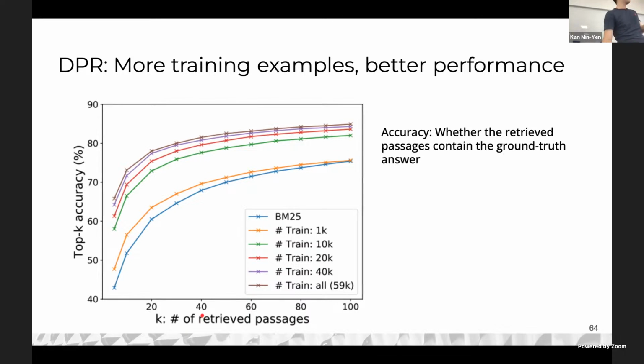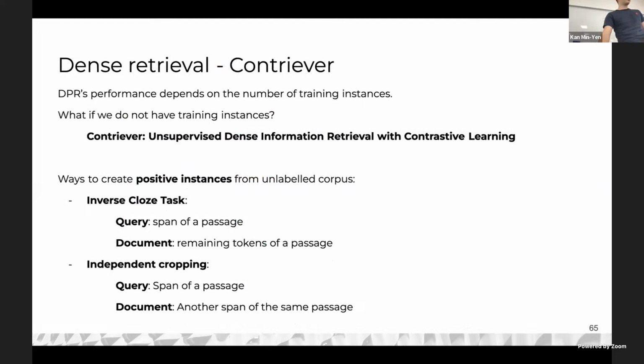Yeah. So, by the way, the key idea of this figure is to show that the number of training instances matters. Their definition of the training instance is the number of questions with annotated passages. So this is from Natural Questions. There are 59,000 questions, and the annotators label for each question where the answer comes from in a Wikipedia document.